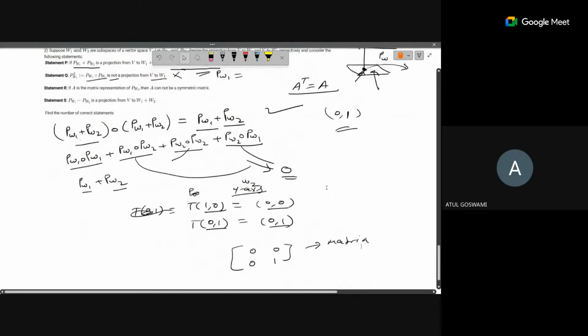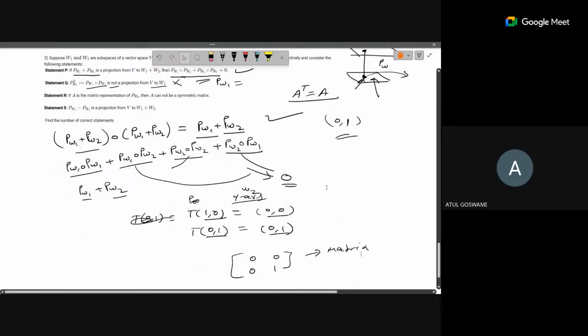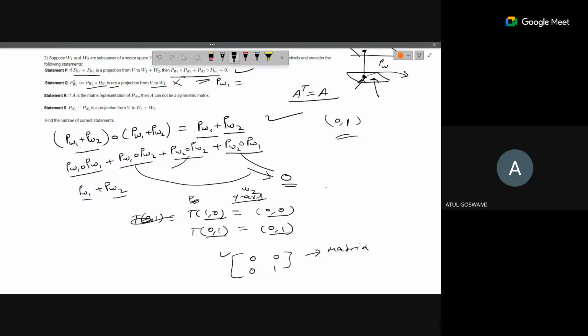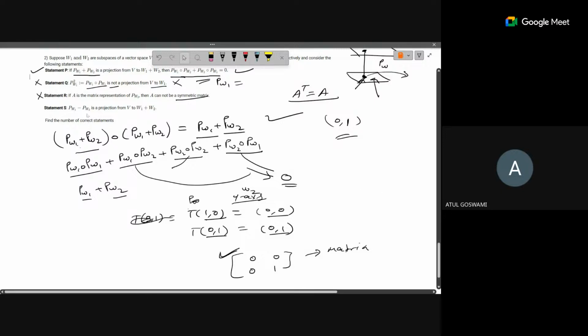There should be another way as well to solve this, but at this time I'm not getting it. So this is one way. We have just got the counter example that it can be symmetric. So that means this option is also not true. This is also not true. This is true. Any doubt in these three options?